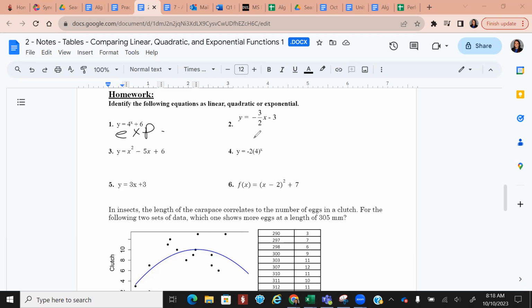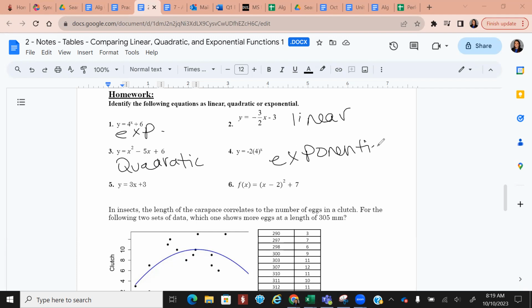On the next one, Aiden, what is it? Give him a second. It's linear. Why is it linear? Y equals mx plus b. All right, number 3, Alejandro, what you got? Quadratic. John, what you got on number 4?